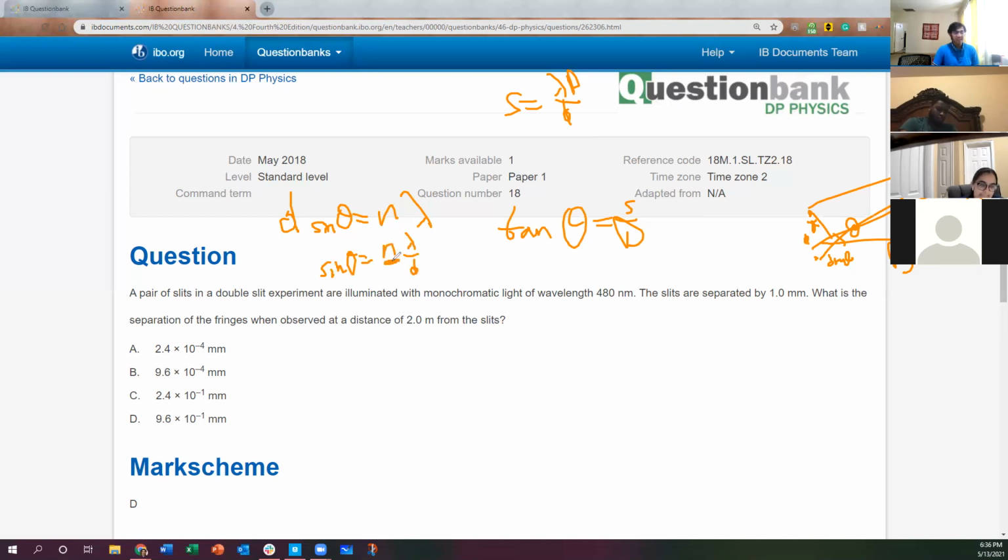Usually we're dealing with just n equals 1, and this is why we can use small angle approximation to come up with this formula from these two identities. So if you're just curious, for very small angles, sine theta equals tan theta. So that means n lambda over D equals S over big D, which means that S equals n lambda big D over little d. But usually we're just dealing with path difference of 1, so that n goes away. That's where we get this formula.